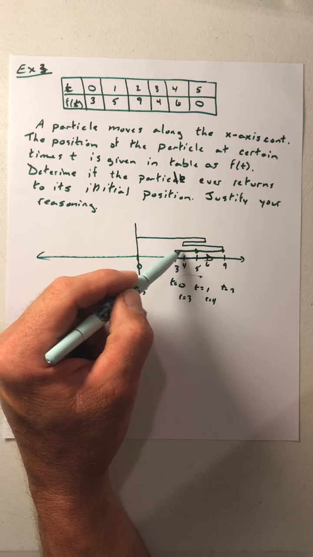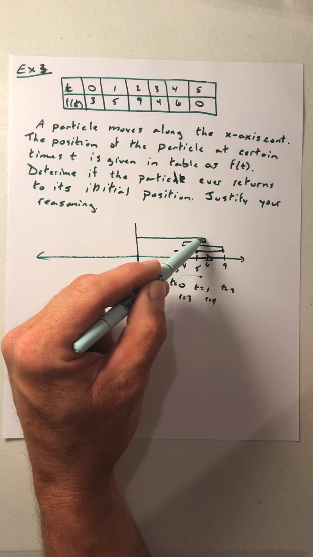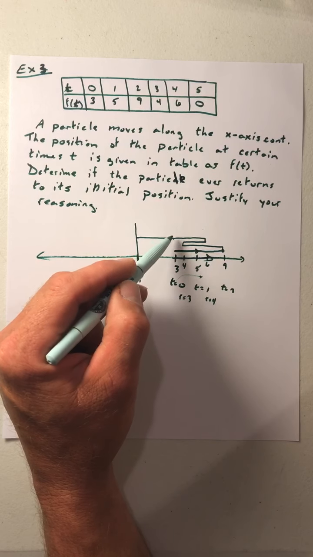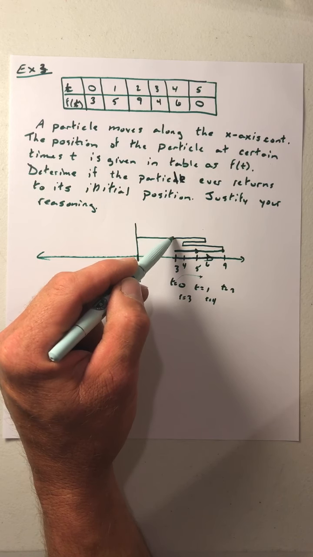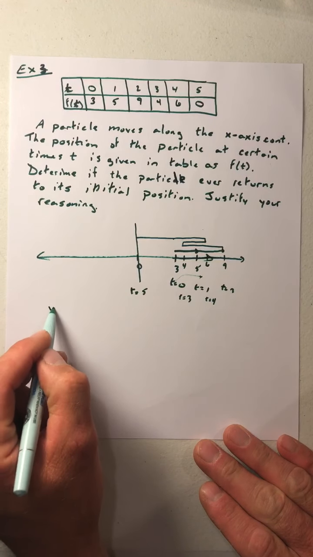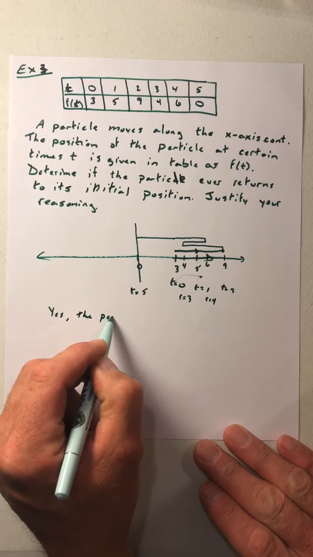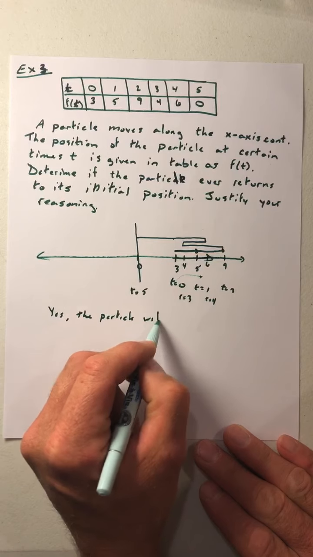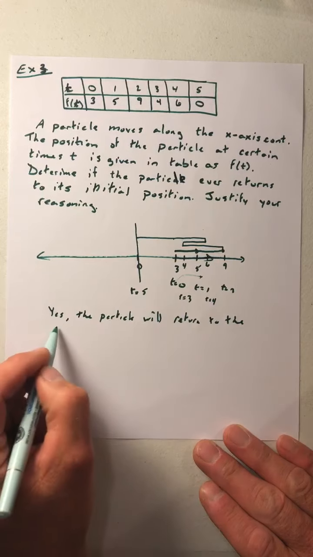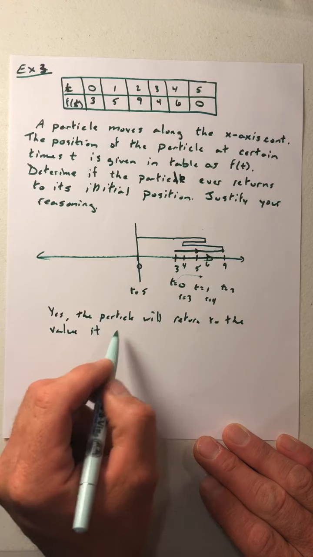Well, if we look here, we went from 3 to 9 to 4 to 6 back to 0. When we went from 6 to 0, we had to cross that 3. So for a split moment in time, we had to be at that initial position. So our justification would be, or our answer would be, yes, the particle will return to the value it initially started.